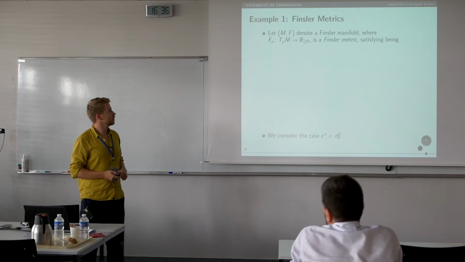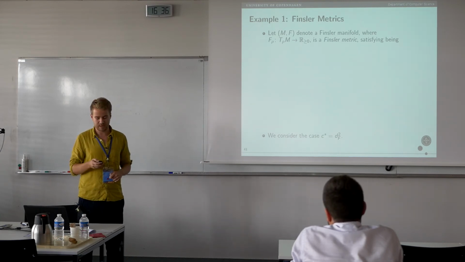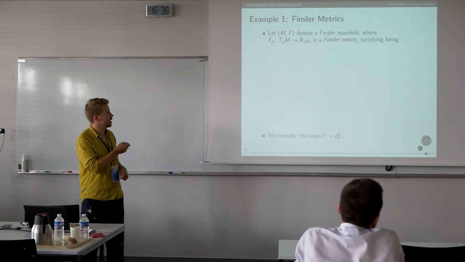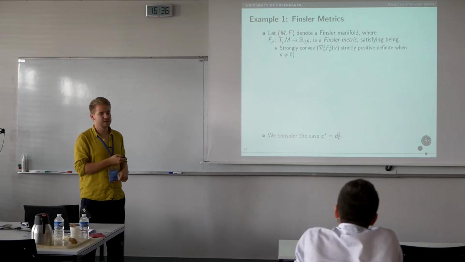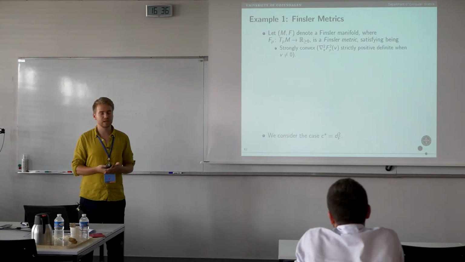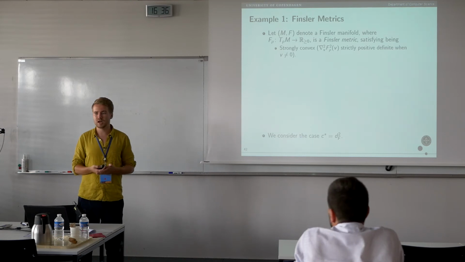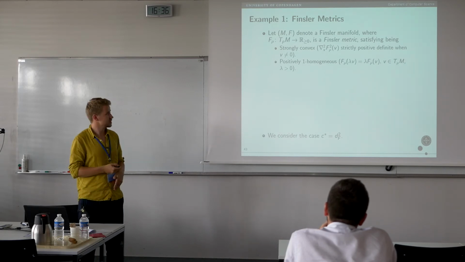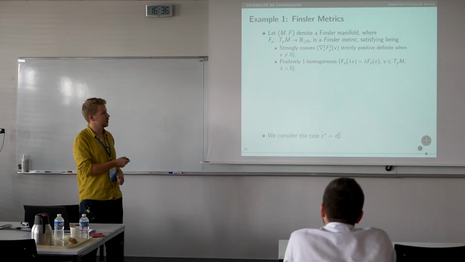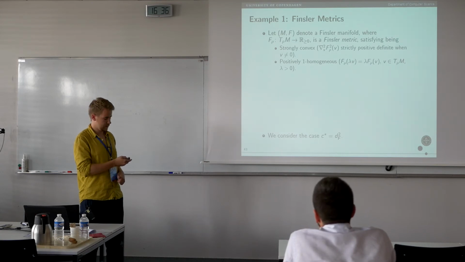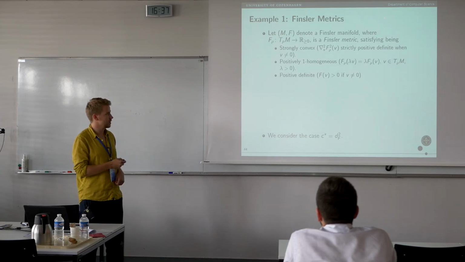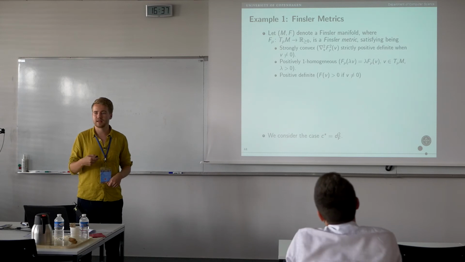Now for another example, let's consider a Finsler metric. So choose a Finsler manifold with the Finsler metric F that satisfies being strongly convex. If you look at the Hessian of the metric, it should be strictly positive definite outside of the origin. It should be positively one homogeneous. Essentially, this just means that if you have a positive scalar inside, you can take it outside. And then it also has to be positive definite, so it's always positive except when v is at the origin.